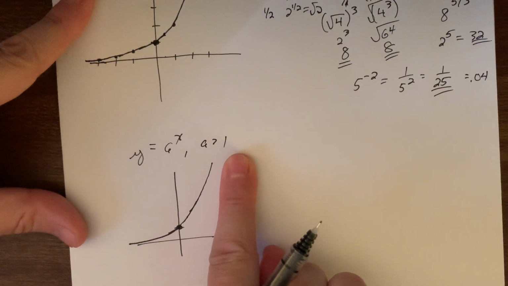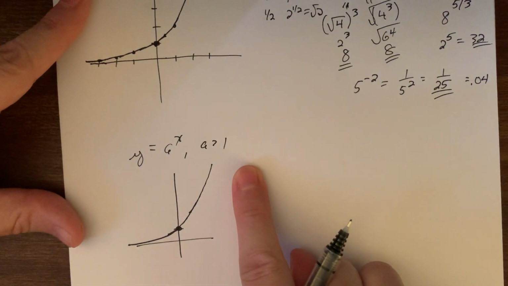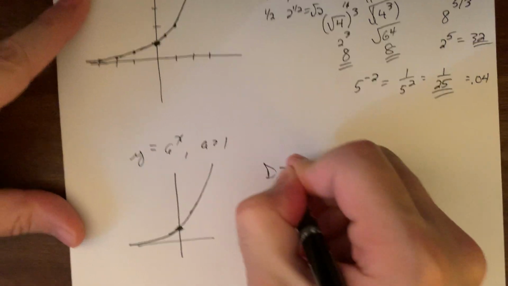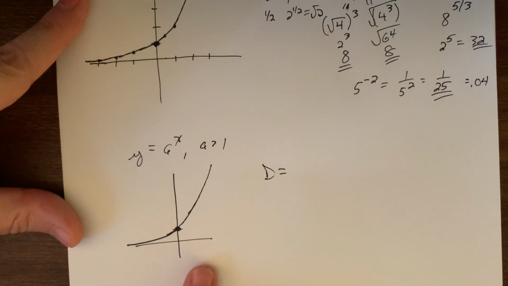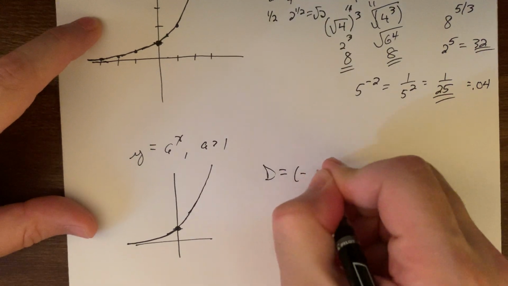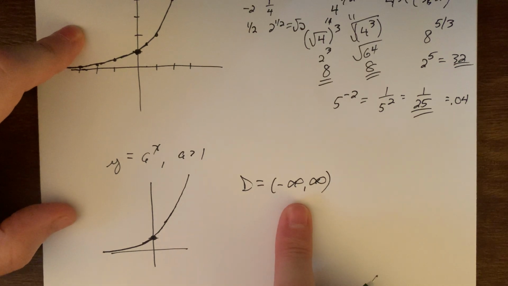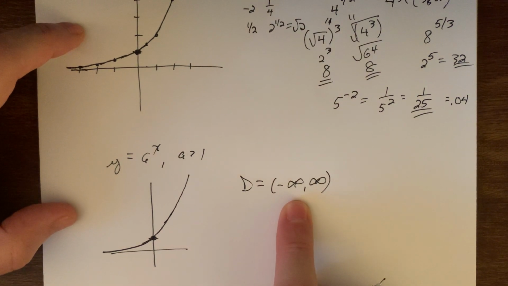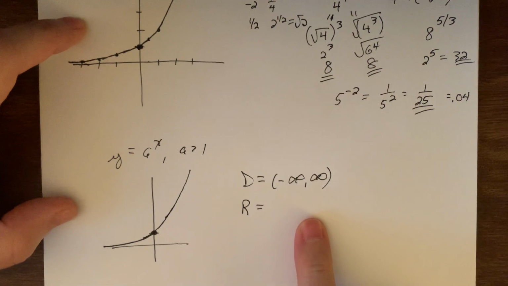Again, I'll still come back and mention why a has to be greater than 1 in a minute, but that's my basic graph. What do we notice about the domain of this function? Well, again, doesn't matter what exponent you plug in. Positive, negative, whole number, fraction, doesn't matter. Anything works as an exponent here. The domain is all real numbers, negative to positive infinity. Doesn't matter how far left you go, how far right you go, you'll get a point that goes with that x value. What about the range, however?